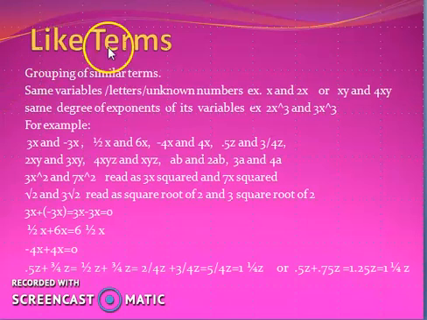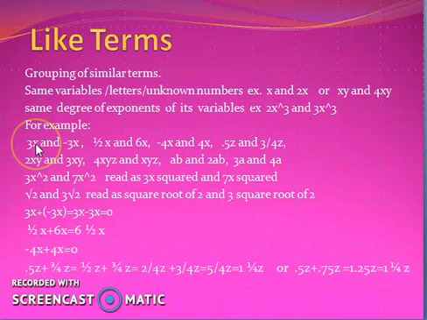Today's lesson is about like terms. It's grouping of similar terms, the same variables, letters, or unknown numbers. Example, x and 2x. Or xy and 4xy. They also have the same degree of exponents of their variables. Example, 2x cubed and 3x cubed.